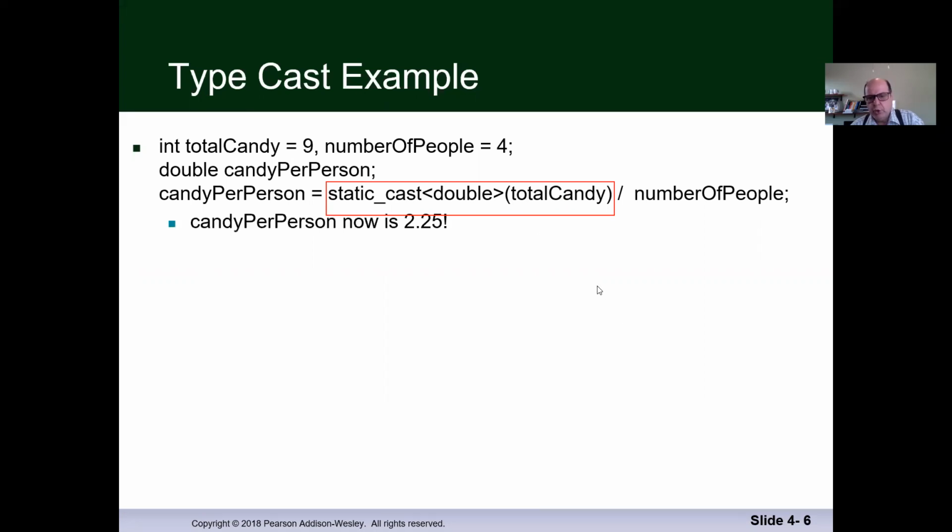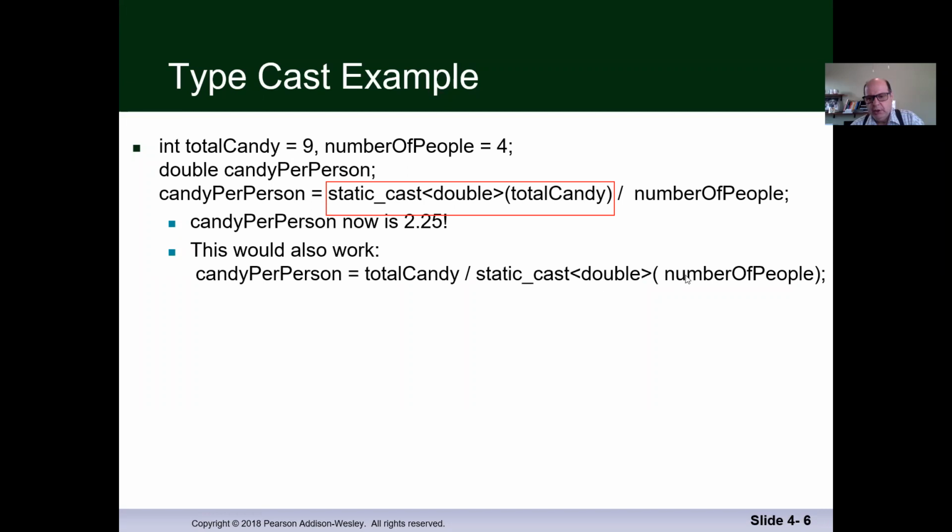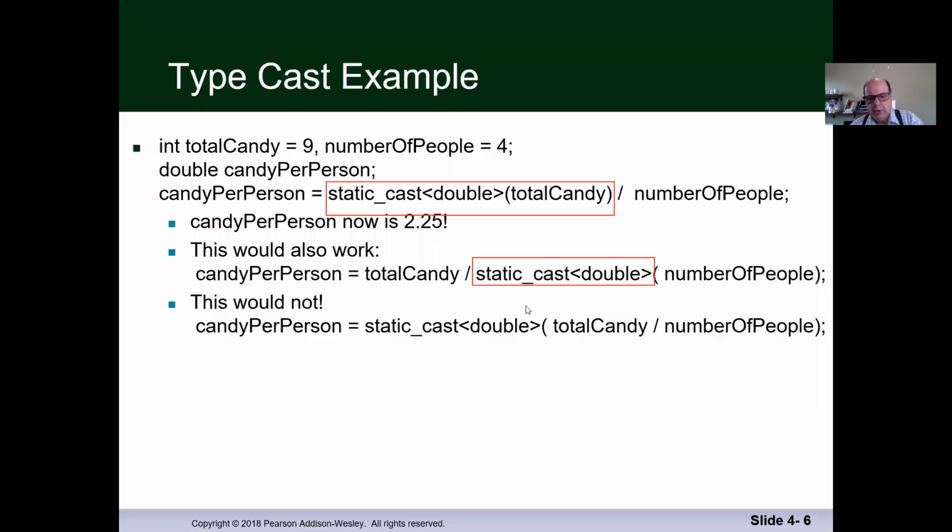I can also do it to the denominator. So I can use the static cast as double on my denominator. My denominator becomes double. Then when I have a mixture of integer and double, it's going to change the whole thing to double. Now, the mistake is going to come in when I try to do this.